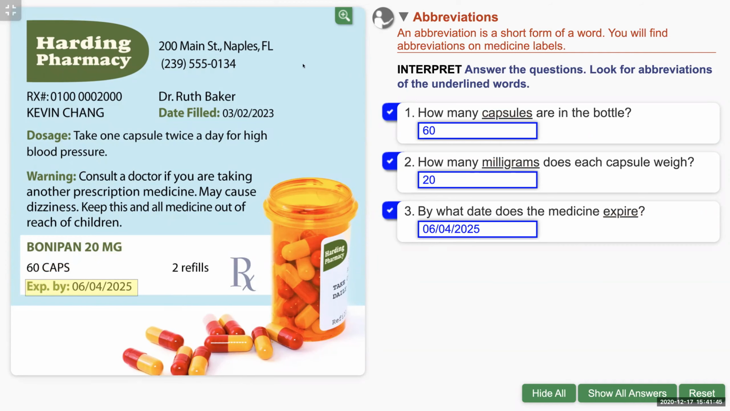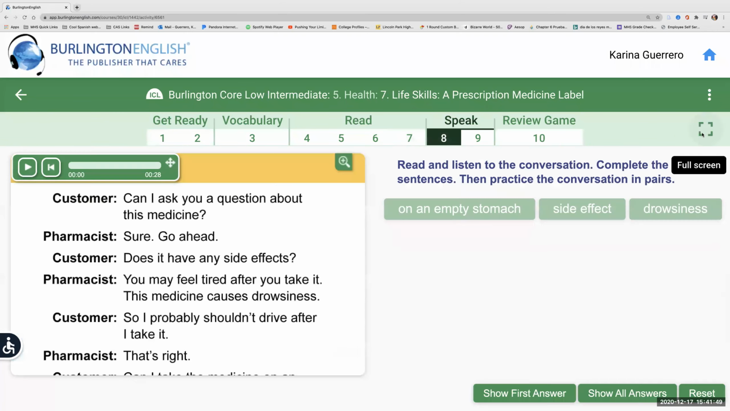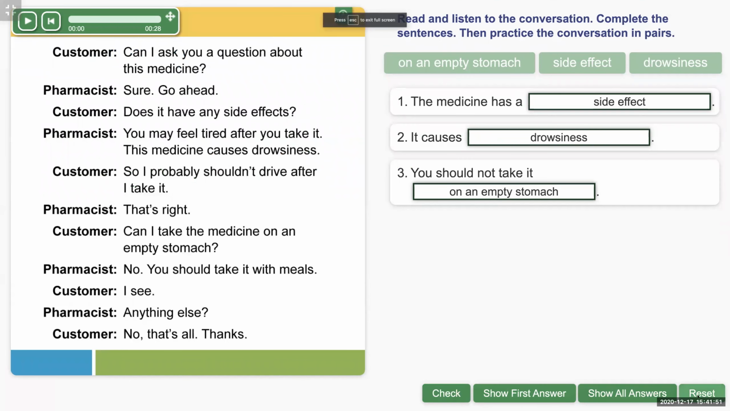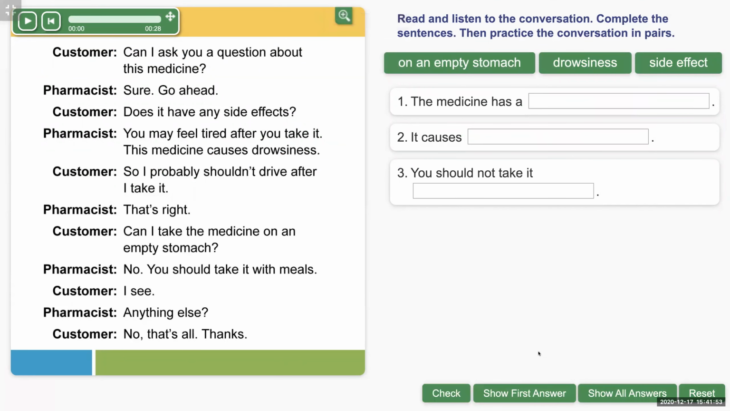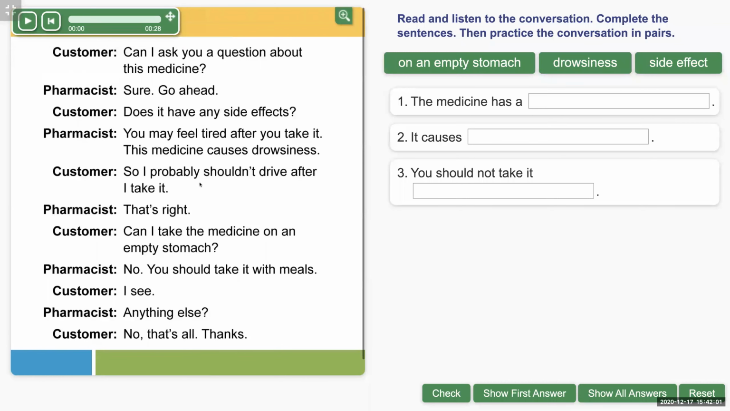We're going to do one more activity for speaking. We want to make sure that we listen to this. Here we're going to see a customer and a pharmacist having a conversation. I'm going to play it for you once, and then I want you to pause and repeat.